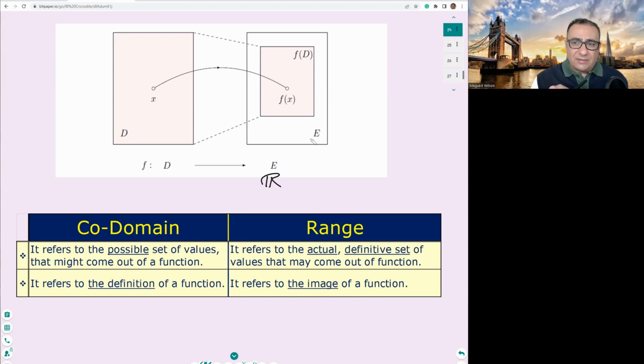But does it mean that the actual image will also be the real numbers? Not necessarily. It depends on the actual image after you plug in the possible x values in the function and see what is now the actual image, the actual or definitive set of values that may come out of a function, and this is called the range. Okay, so the range is basically a part of the codomain. It is a subset of the codomain.